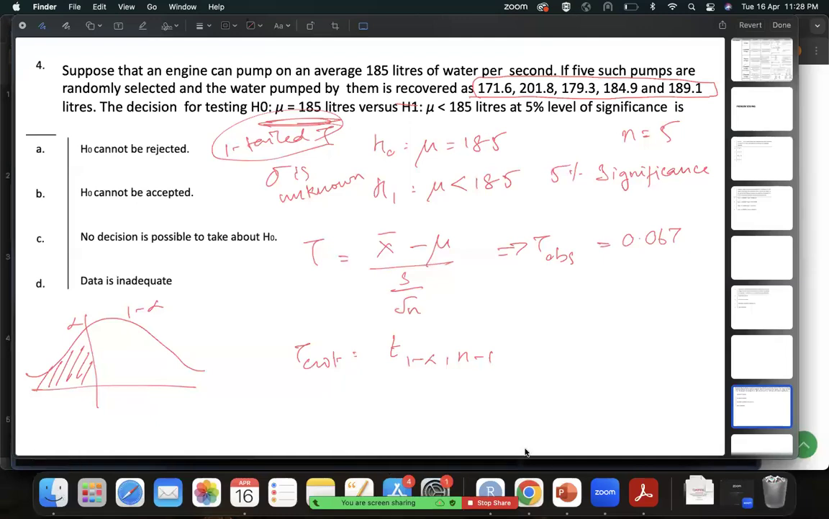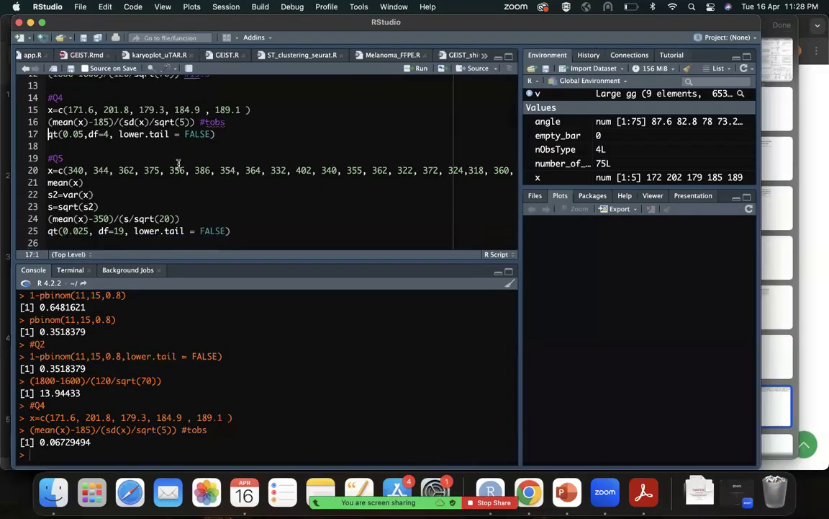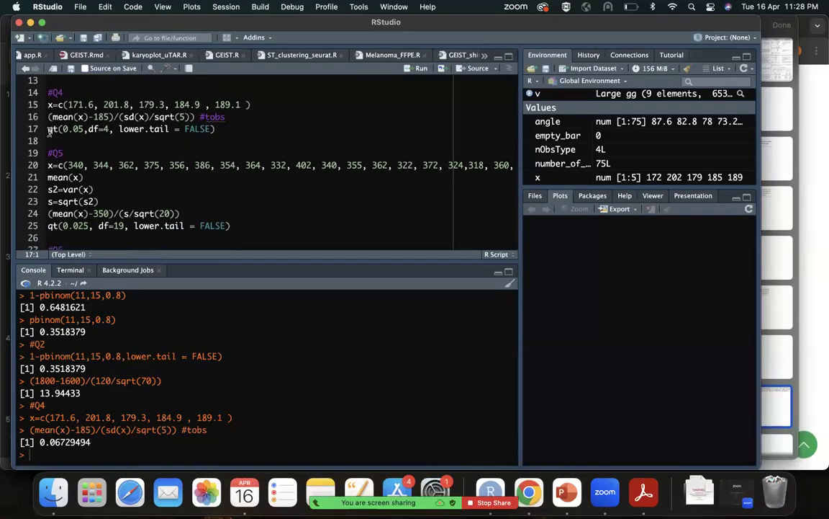So you can do this in R. You have to find the point, this is your point T critical, the point below which your alpha is equal to 0.05. So you do qt of 0.05. Degrees of freedom is n minus 1, so 5 minus 1 you have 4. And lower tail is equal to false.